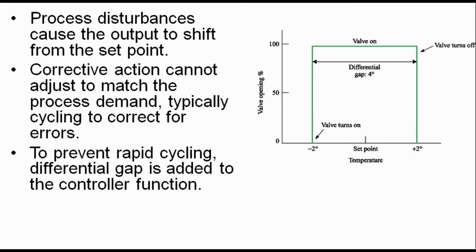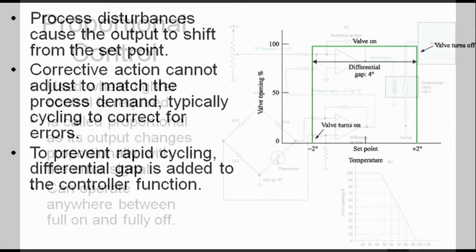A solution to this problem is to have an area, say negative or positive 2 degrees, where no change will take place. This is called a dead band. That is, the system will not operate until it gets above or below 2 degrees. The formal name for the dead band is the differential gap. And remember that no change will take place until you get outside the two extremes.